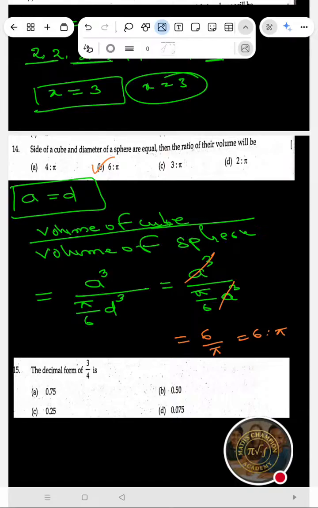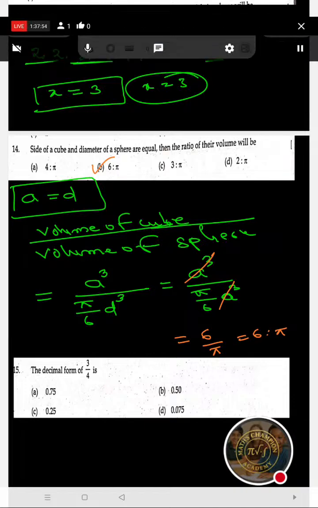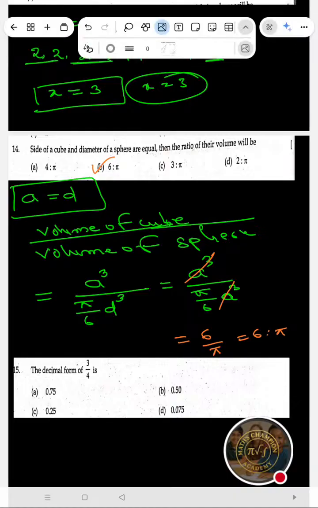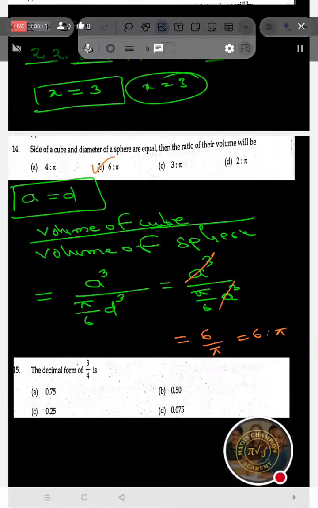So 4 into 25 is 100, 3 into 25 is 75. So we are getting 75 by 100. 75 by 100 is nothing but we can write in decimal form, that is 0.75. So which option is correct? Try to comment. Okay, fast. We will go to the next problem. That is the 0.75 answer.